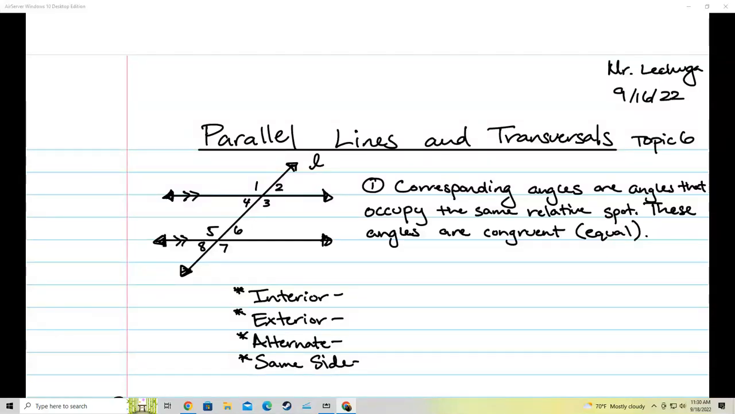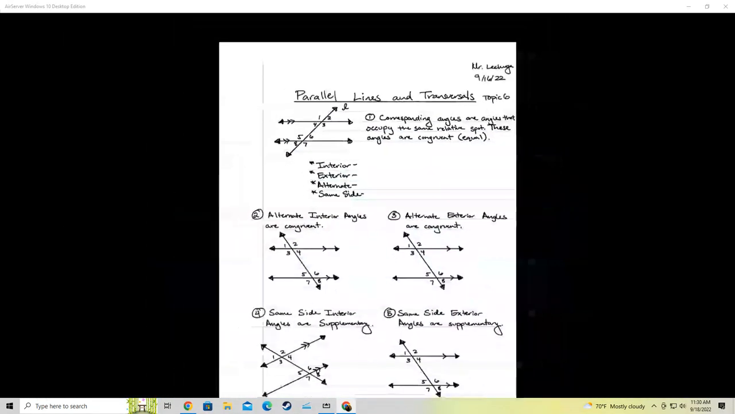Okay, today we're going to be doing a new topic, topic number 6, parallel lines and transversals. This is the topic that we covered on Friday. Before we actually get into it, though, and remember, always go ahead and press pause on the video to copy down what you need to copy down.